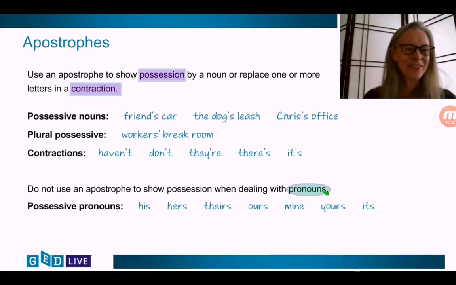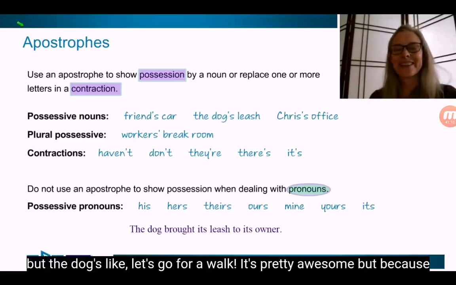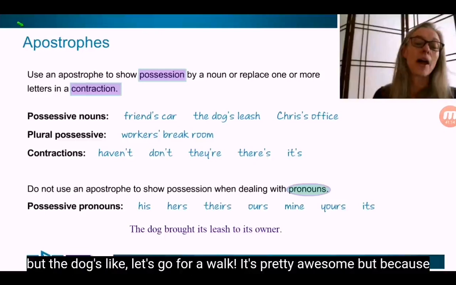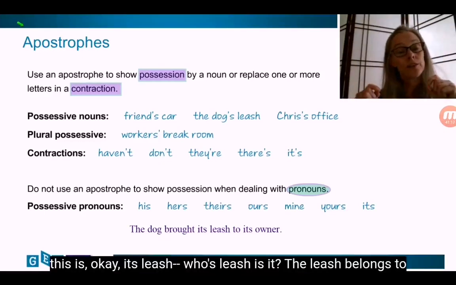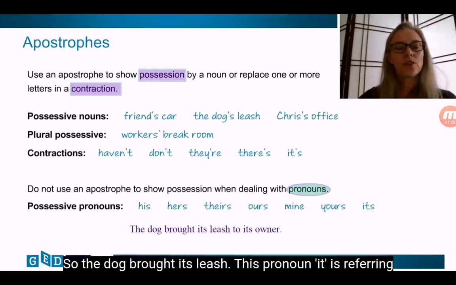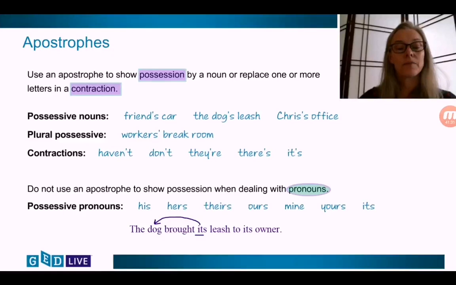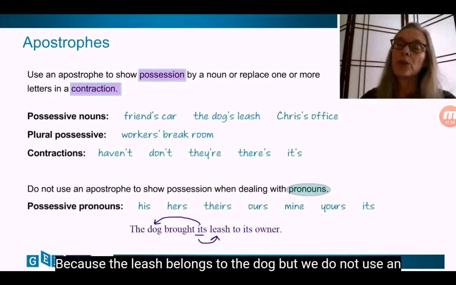Let me actually type that one out. The dog brought its leash to its owner, right? And I don't know if your dog's ever done this, but it's about the cutest thing ever. I haven't had a dog in many years, but I was like, let's go for a walk. It's pretty awesome. But because, okay, its leash. Whose leash is it? The leash belongs to the dog, right? So we have some possession here. So the dog brought its leash. This pronoun it is referring back to the dog. This is possessive, because the leash belongs to the dog, but we do not use an apostrophe.